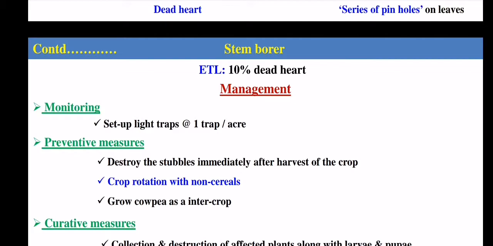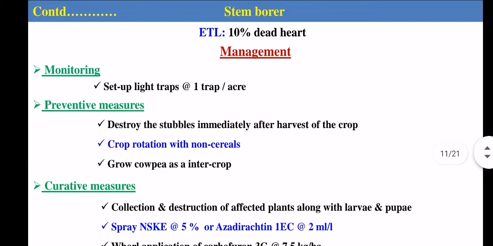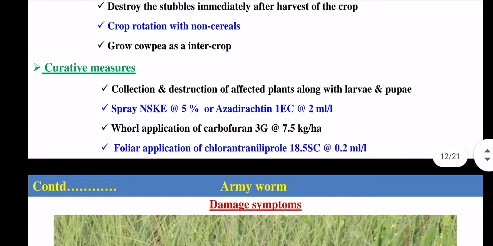Then management strategies: different management practices like monitoring, preventive measures or curative measures. For monitoring purposes, you can set up light traps at the rate of 1 trap per acre. In the preventive measures, you can do crop rotation with non-cereal crops. You can grow cowpea as an intercrop, and you can also destroy the stubbles immediately after the harvest of the previous crop.